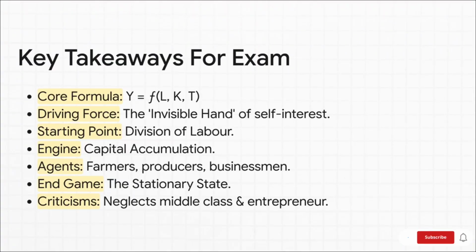It's got the core formula, Y equals LKT. It's got the main driving force, that invisible hand of self-interest, the starting point, division of labor, the engine of growth, capital accumulation. We've listed the agents of growth, and the end game, the stationary state. And, so important, it sums up those key criticisms about neglecting the middle class and the entrepreneur. These are the bolded, must-know keywords and concepts you'll want to define and connect in your exam answers.